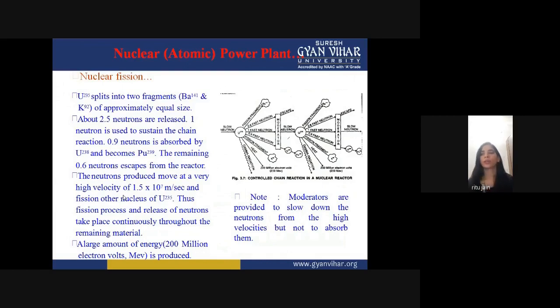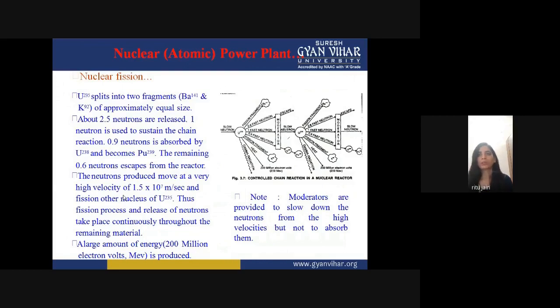So moderators are provided to slow down the neutrons from high velocities, but not to absorb them. Actually, some of the neutrons are absorbed by the reactor, but we use a moderator, which slows down the reaction, but it will not absorb the neutrons like your reactor.